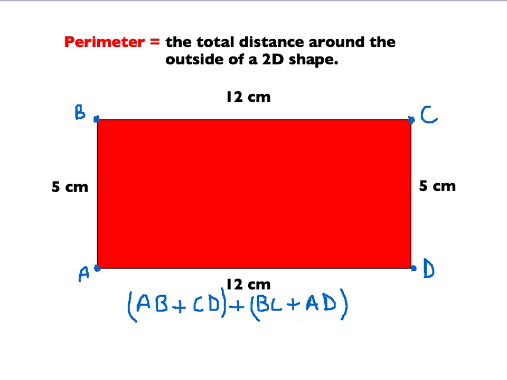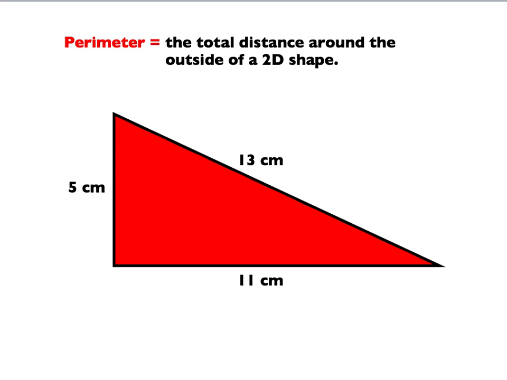Now an alternative way of doing it would be to add up the parallel sides. So add up AB to CD and add up BC to AD. Since they are the same measurement, we just need to multiply that measurement by 2. So 2 times 5 and 2 times 12. I know that 2 times 5 is 10 and 2 times 12 is 24. I now need to add those together. 10 add 24 gives me my total of 34 centimetres again.